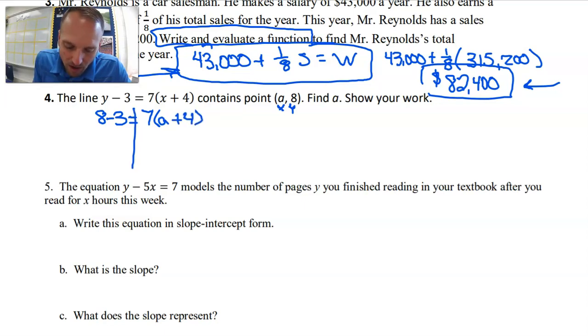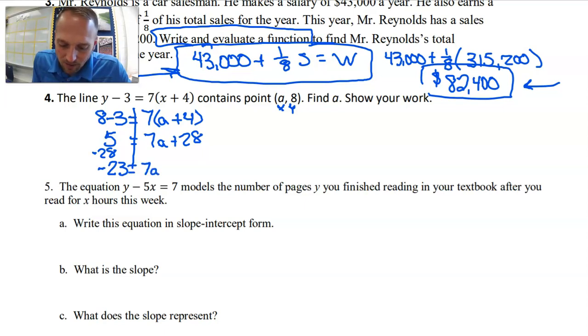Okay, so on the left side, 8 minus 3 is just 5. And on the right side, when I distribute that, that's going to be 7a plus 28. Well, let's solve that. Subtract the 28 over. And 5 minus 28 is going to be negative 23 is equal to 7a. And then divide by 7, and a is just going to be equal to negative 23 divided by 7.